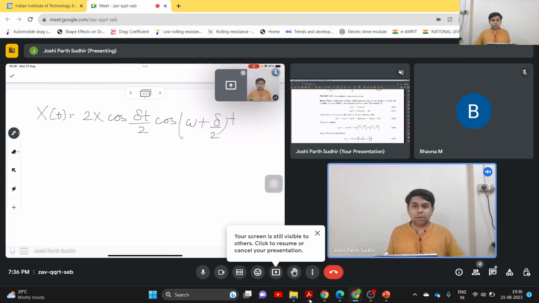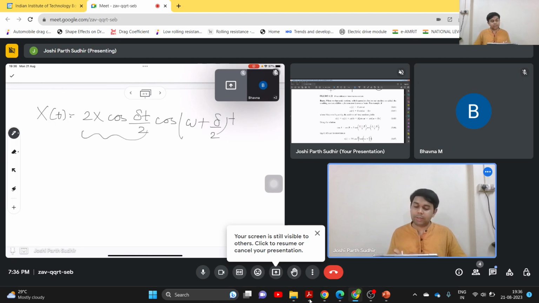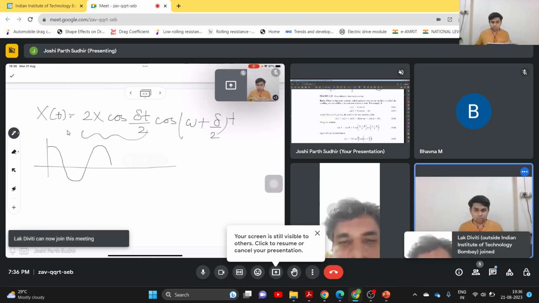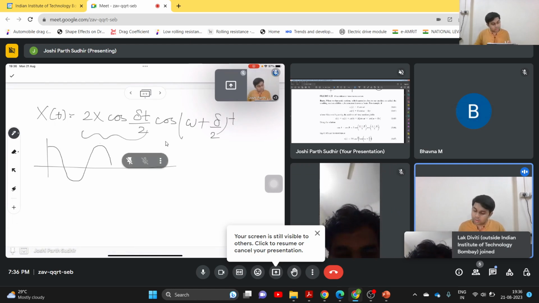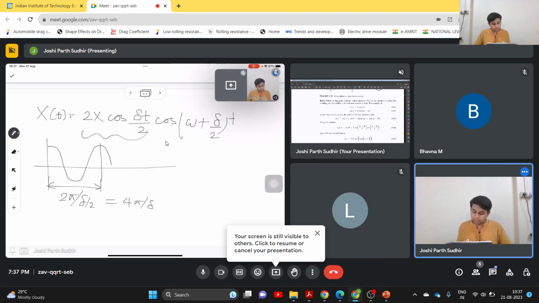So you are basically talking about this equation, right? Yes, sir. So let us say if we separately just plot this thing, then the time period of this thing will be 2 pi upon delta by 2, which is 4 pi upon delta. So you are right about that.